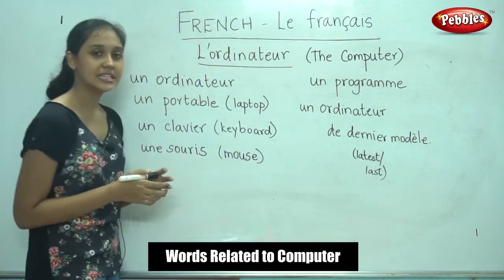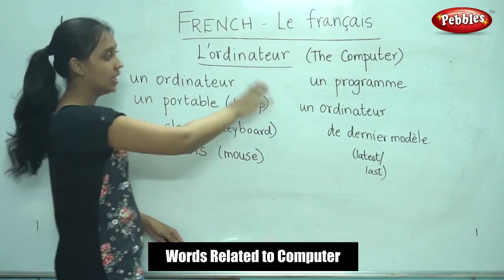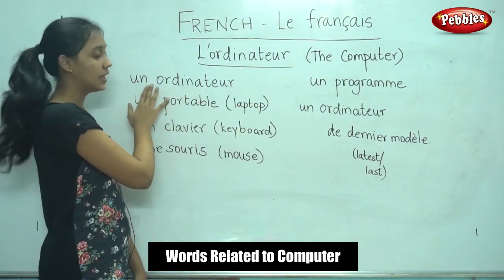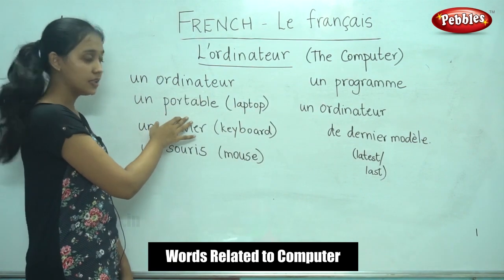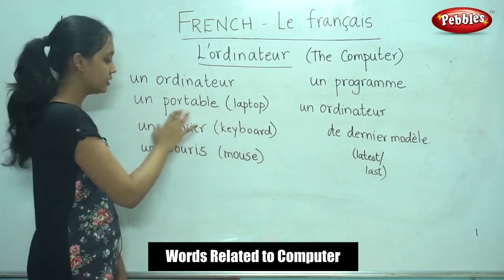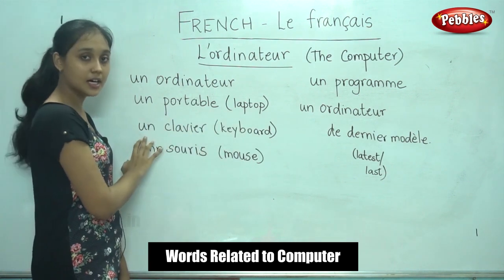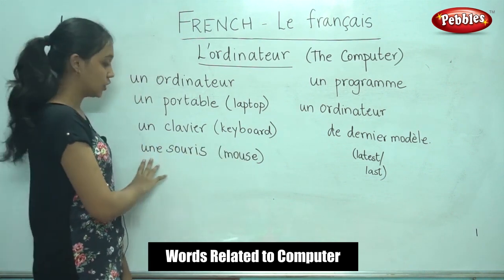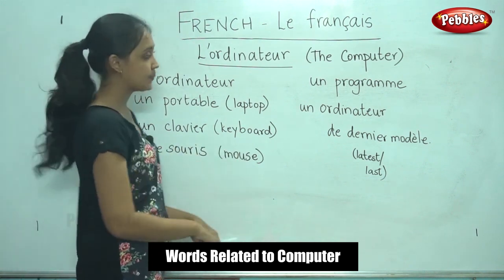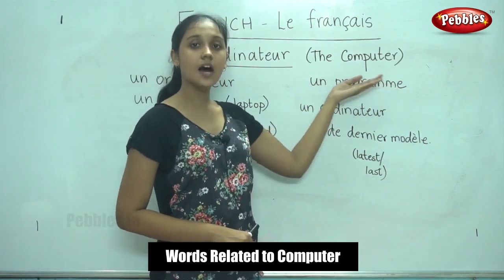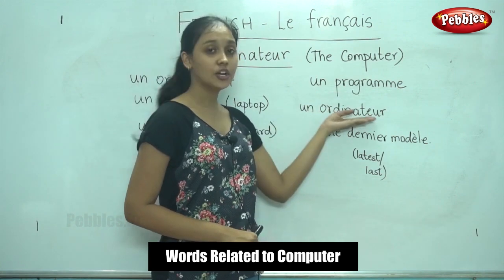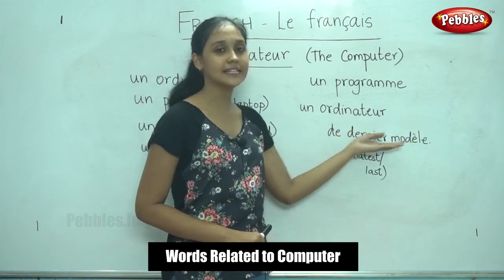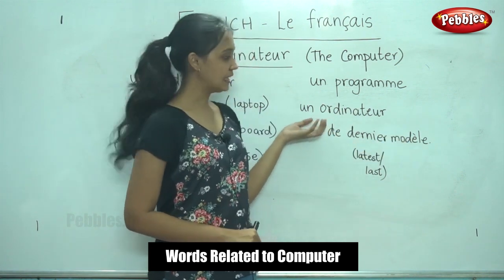Okay. So these are a few words related to l'ordinateur, the computer. Un ordinateur, a computer. Un portable, laptop. Un clavier, which is the keyboard. Une souris is the mouse. Un programme is a program. Un ordinateur de dernier modèle is a computer of the latest model or the latest model computer.